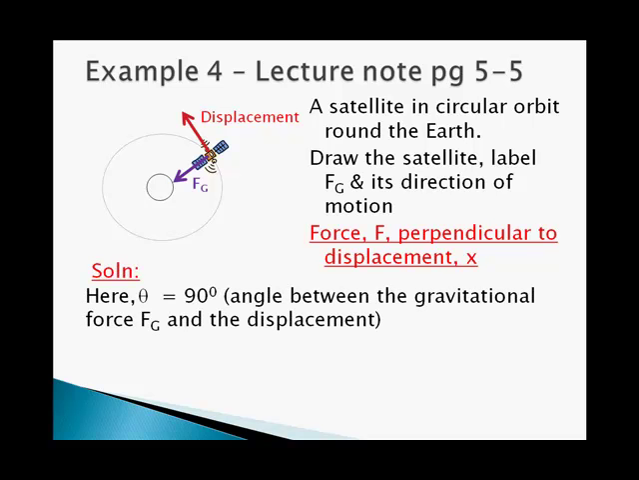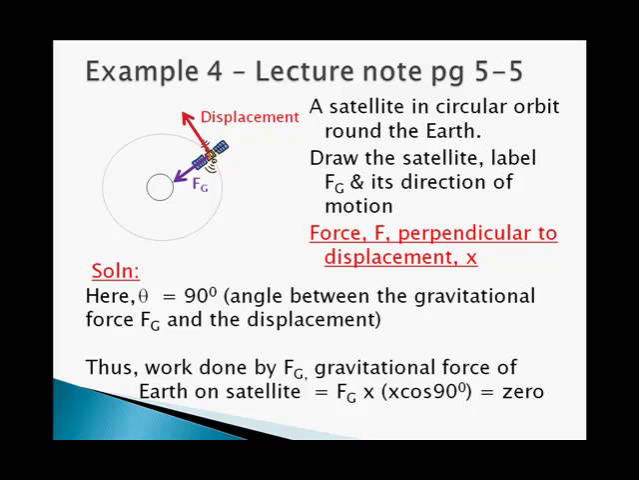So to find the solution, in this case our theta will be 90 degrees, and the angle between the gravitational force Fg and the displacement is this particular angle. And thus, the work done by this force Fg is equal to Fg times x cosine 90 degrees. And in this case, since cosine 90 degrees is 0, you have your work done to be 0.